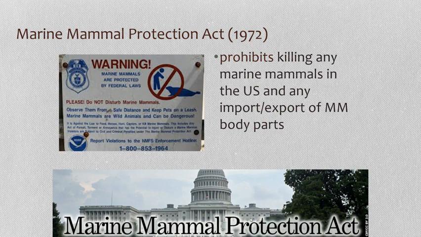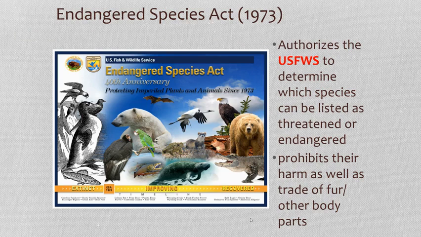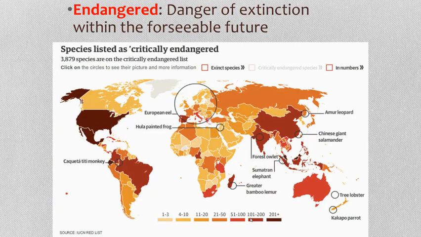Some more examples of legislation: the Marine Mammal Protection Act prohibited killing any marine mammals in the U.S. and exporting their body parts. The Endangered Species Act of 1973 authorized the Fish and Wildlife Service to determine species that were listed as threatened or endangered and prohibited their harm, as well as trading for their body parts. Species that are endangered may be extinct within the foreseeable future. That's why they're listed as endangered.